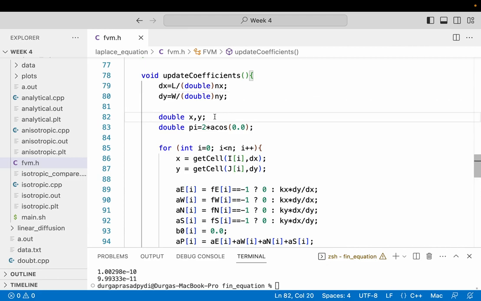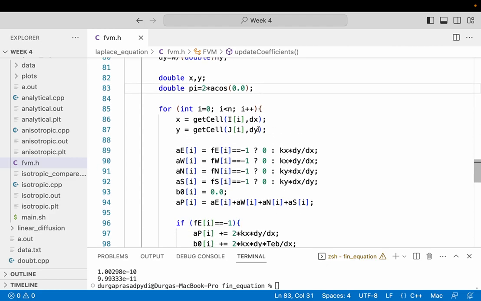And then x and y are some variables, and this pi is this 2 a cos. So the cos inverse of 0 will give you pi by 2, and this will give you the value of pi. So this get cell is just a helper function. If you want to know the value of x at some given cell, you will get this value. So this essentially is I plus half into delta x.